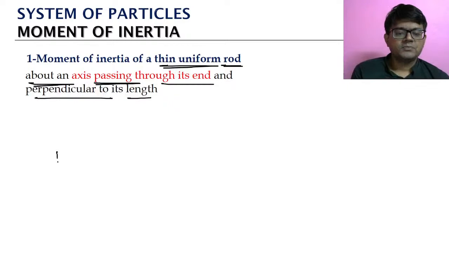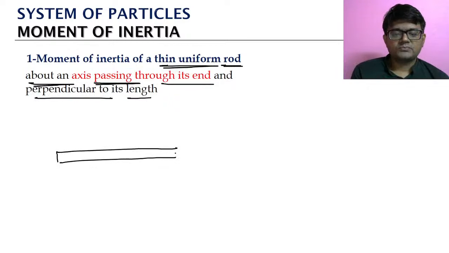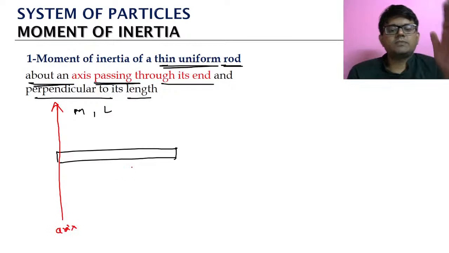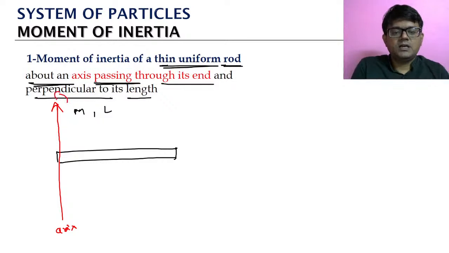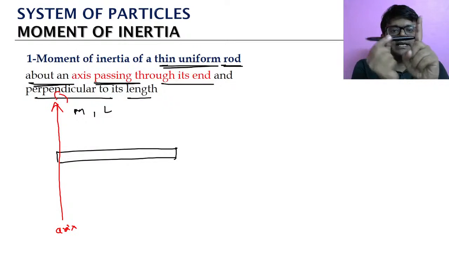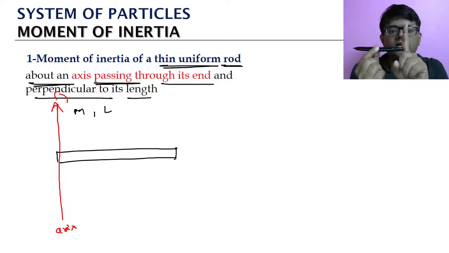Here, take the rod of mass m and length capital L. Where is our axis going through? With a different marker, I draw the axis like this. The axis is passing through the end of the rod, so it rotates like this. Like this is the rod, this is the axis, and it rotates like this. The axis is passing through the end point of that rod and perpendicular to the length. Okay?